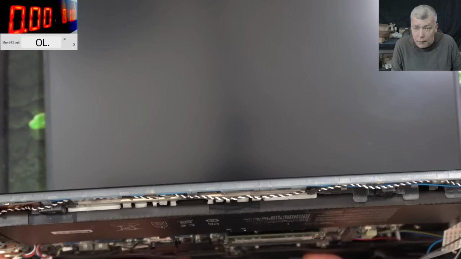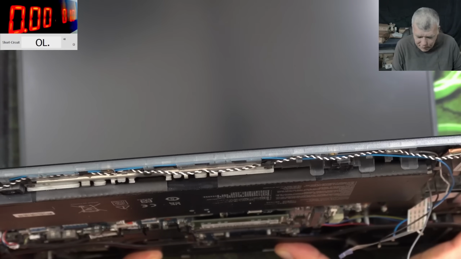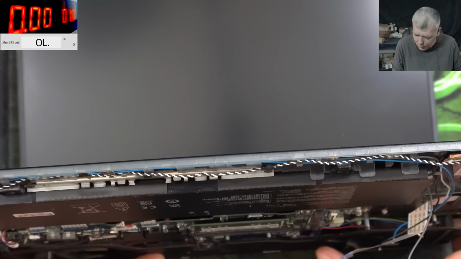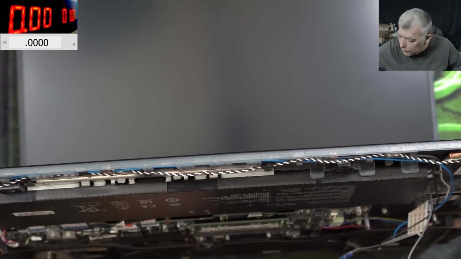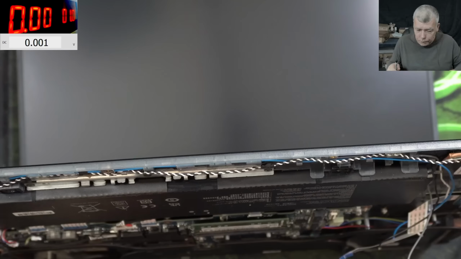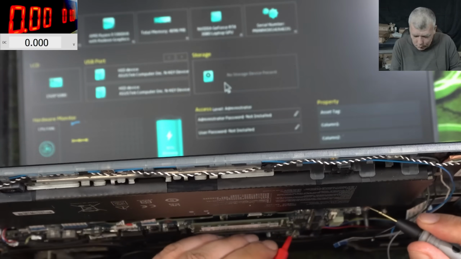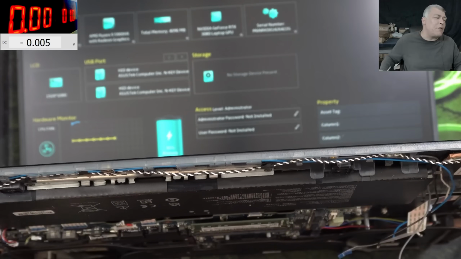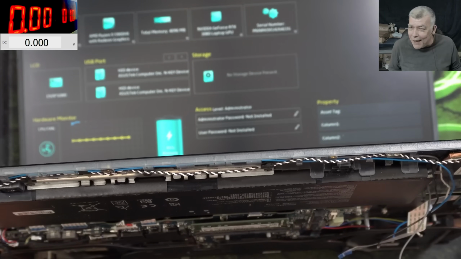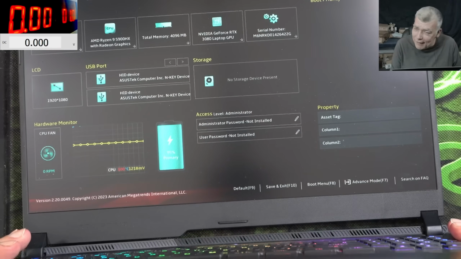The fan is not spinning. Let's wait because we reset the BIOS. Yeah, I should check the RAM voltage. Let's do it. So the RAM voltage, check on the screen. 1.2. We have picture. That's crazy. How? Yeah, we have picture. Huh?